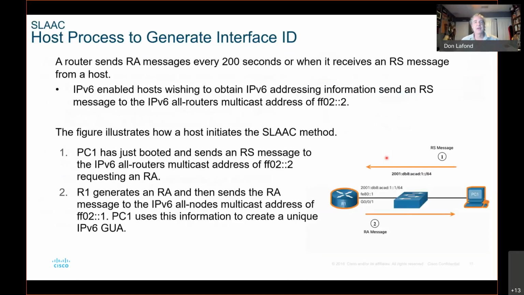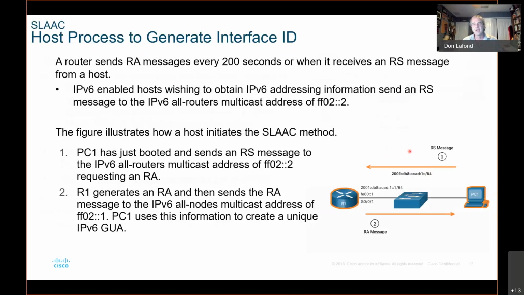A router sends router advertisement messages every 200 seconds or when it receives a router solicitation message from a host. IPv6 enabled hosts wishing to obtain IPv6 address information send a router solicitation. I already said that if it doesn't want to wait the 3.5 minutes, it uses the multicast address FF02::2, which is all routers. The figure illustrates how the host initiates the SLAAC method.